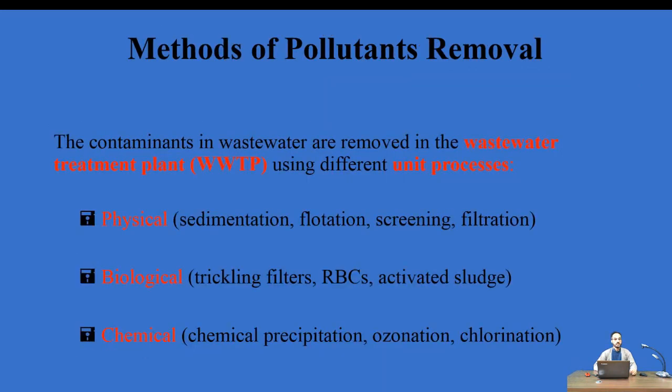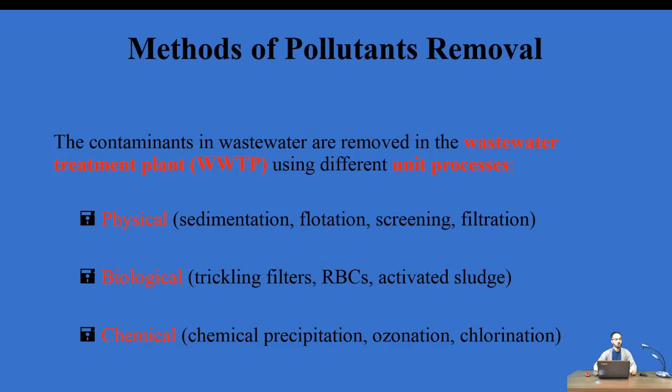The pollutants in the wastewater could be removed by different processes, in the wastewater treatment plants. Wastewater treatment plants have different processes. The combination of these processes could produce a high quality effluent, with less effect on the environment. First, physical processes relating to sedimentation, flotation, screening, and filtration.